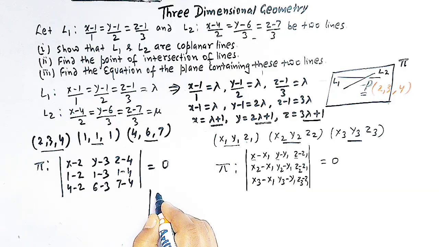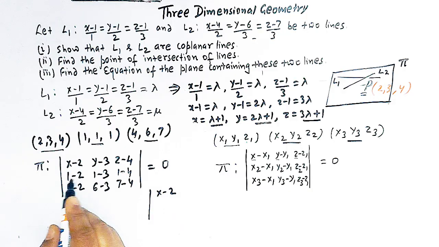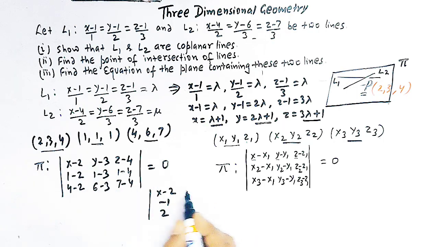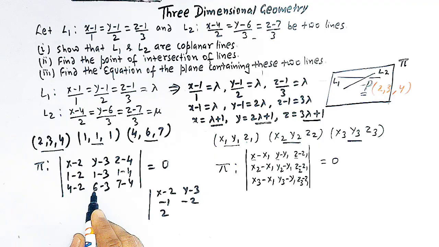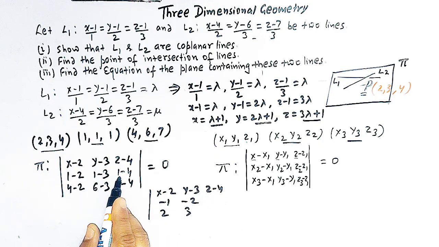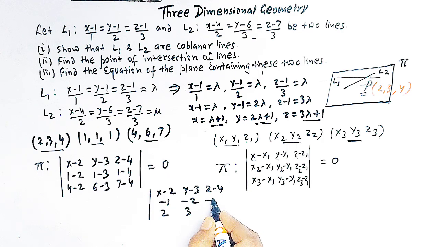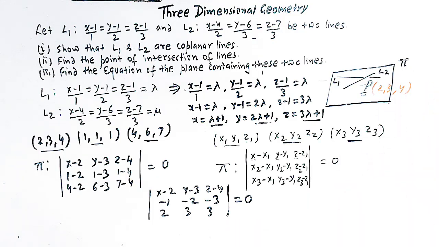So let us simplify it. We have x minus 2, 1 minus 2 is minus 1, 4 minus 2 is 2, then y minus 3, 1 minus 3 is minus 2, 6 minus 3 is 3, then z minus 4, 1 minus 4 is minus 3, and 7 minus 4 is 3, and this is equal to 0. Now we have to expand this determinant to get the equation of the plane pi.